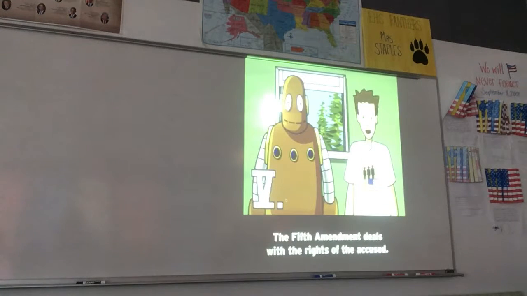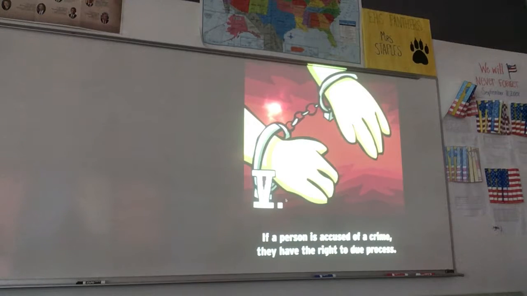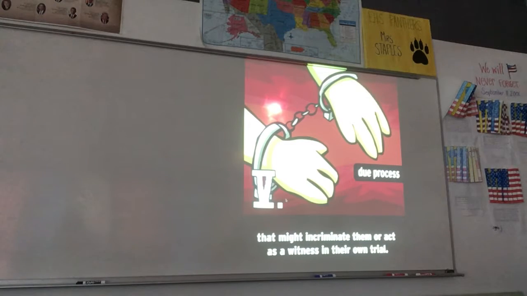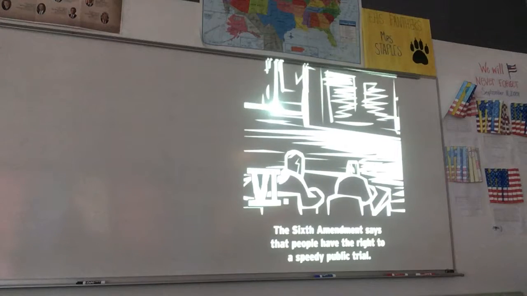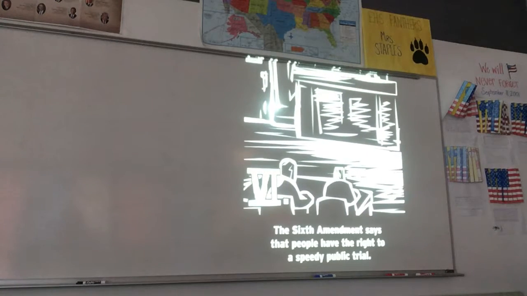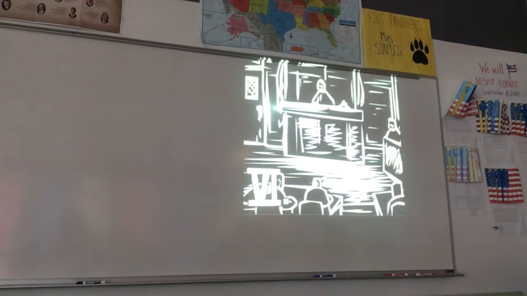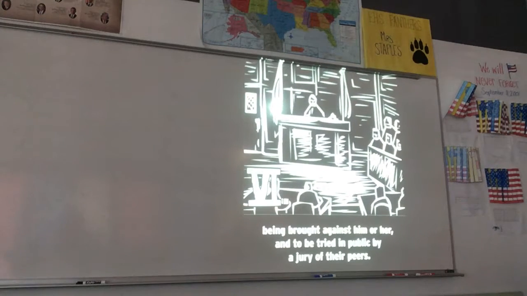The Fifth Amendment deals with the rights of the accused. If a person is accused of a crime, they have the right to due process. They're innocent until proven guilty, and they don't have to answer any questions that might incriminate them or act as a witness in their own trial. The Sixth Amendment says that people have the right to a speedy public trial. An accused person has the right to have a lawyer, to understand the charges being brought against him or her, and to be tried in public by a jury of their peers.